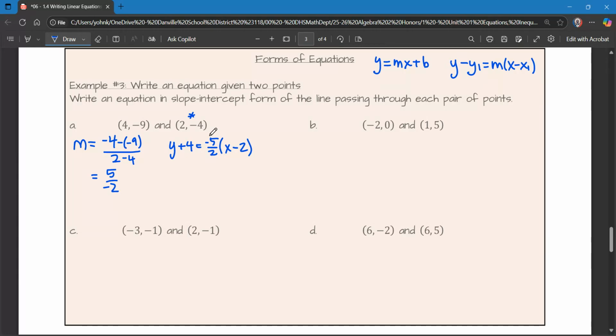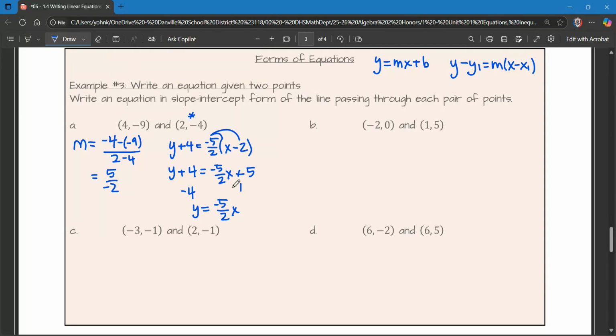Now I need to distribute the -5/2, so y plus 4 equals -5/2 x. If I do -5/2 times -2, that gives me 10 over 2, which is 5, and then minus 4. If you're not good at doing fractions in your head, grab your calculator, kids. There is no shame. So -5/2 x. I don't know why I put a 5 there. That should have been a 4 right there, because you get plus 1. So y equals -5/2 x plus 1.